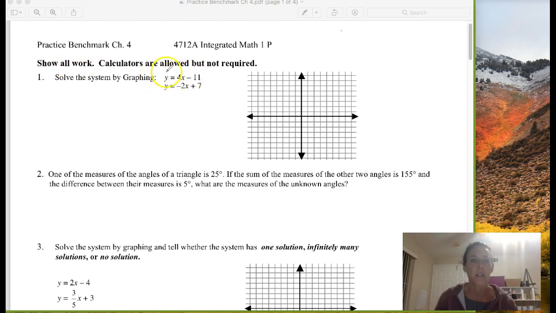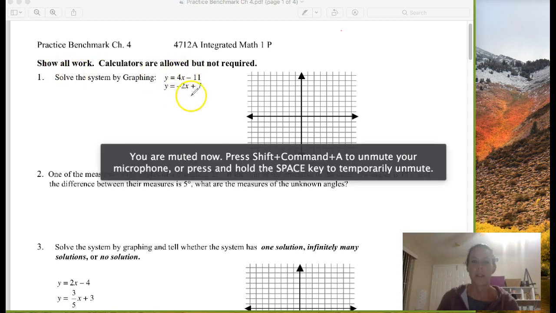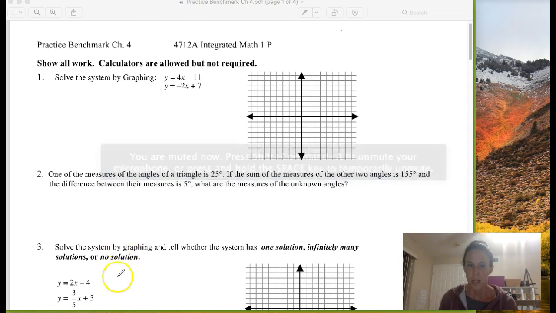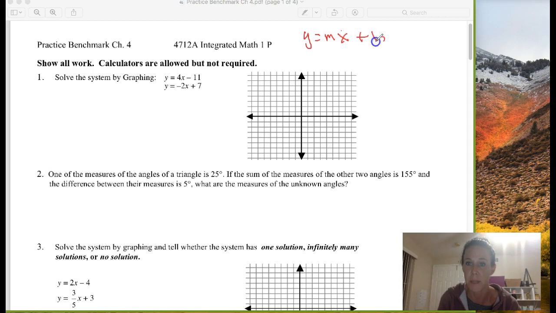Solve the system by graphing. So you've got these two equations and we are in slope-intercept form already, which is our graphing form. Just to remind you, y equals m times x plus b. The number next to the x is your slope, and the b, or the constant, is your y-intercept. That's our graphing form. It makes it super quick to graph.